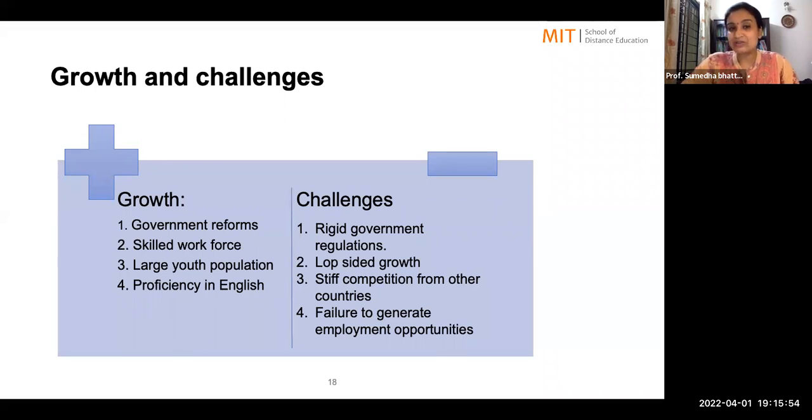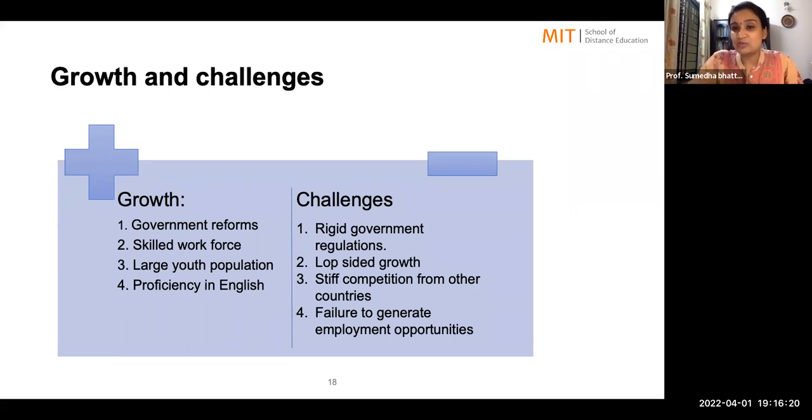We are very comfortable with English, which is sort of official language across the globe. And we have a large youth population, which is one of the strengths that we need to make use of. Challenges: the government regulations are still very rigid. There could be resistance from the government. There could be resistance from the opposition to the government. There could be resistance from the various communities when it comes to investments.